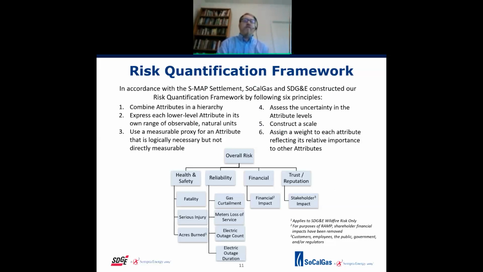There's 4 top-level attributes: health and safety, reliability, financial, and trust and reputation. Underneath health and safety are fatality, serious injury, and acres burned, which we will get into in bigger detail further. Reliability is a combination of gas reliability and electric reliability. Financial is just financial, and trust is a new attribute that we're including, and it focuses on the stakeholder impact with the company.